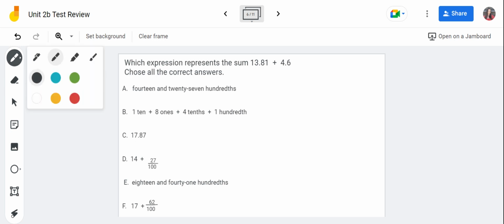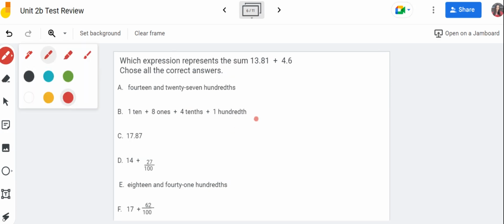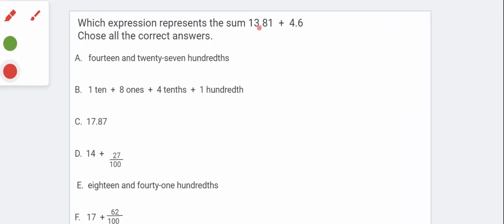Okay, let's take a look at this problem. Which expression represents the sum 13 and 81 hundredths plus 4 and 6 tenths? Choose all the correct answers.